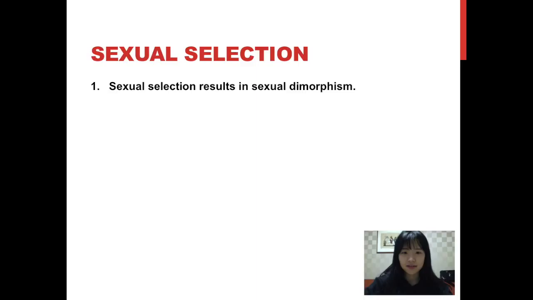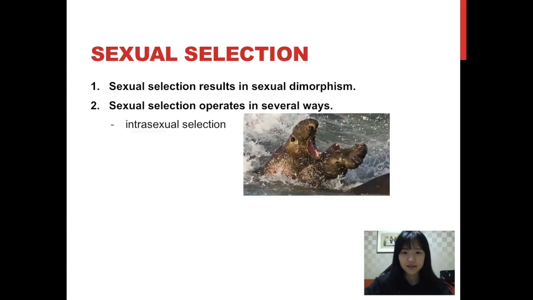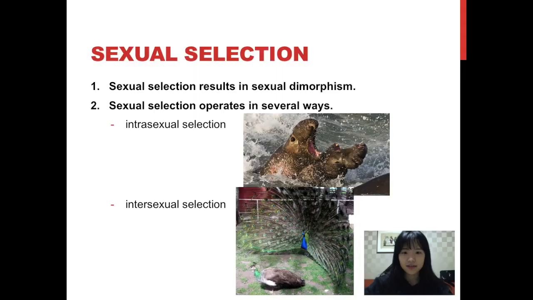Sexual selection can result in sexual dimorphism, or marked differences between the two sexes, and secondary sexual characteristics, which are not directly associated with reproduction or survival. These distinctions cover differences in size, color, ornamentation, and behavior. Sexual selection operates in several ways. They are intrasexual selection and intersexual selection.